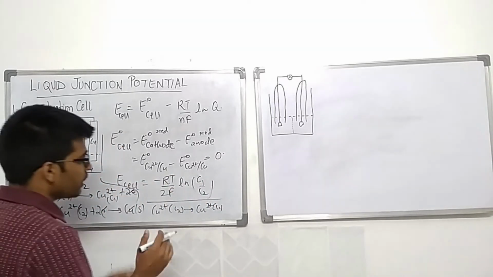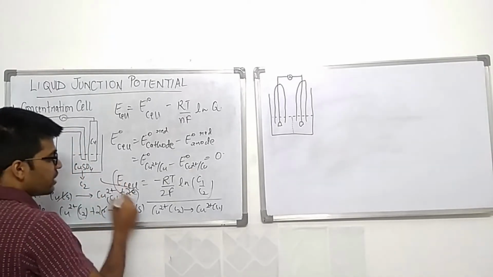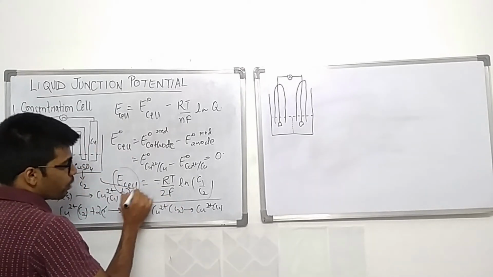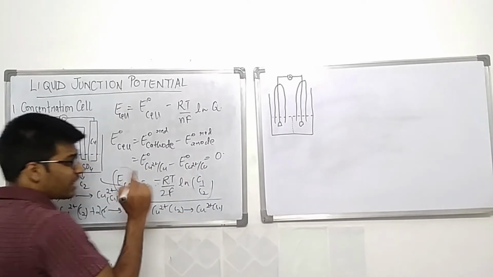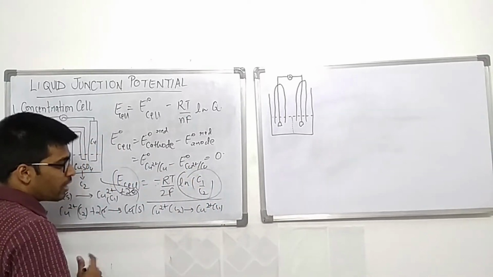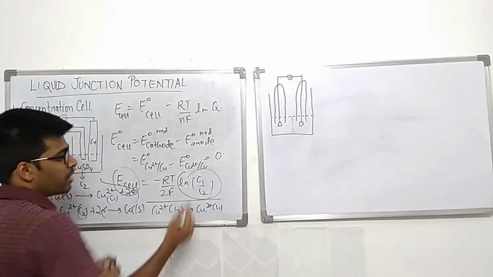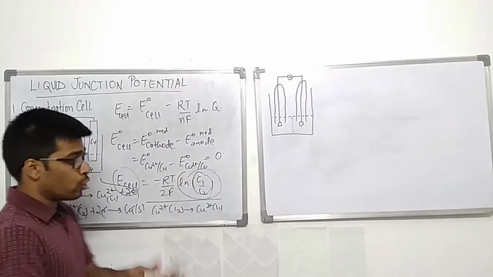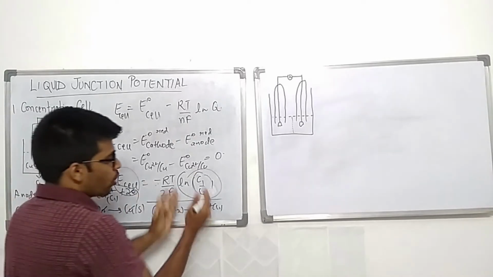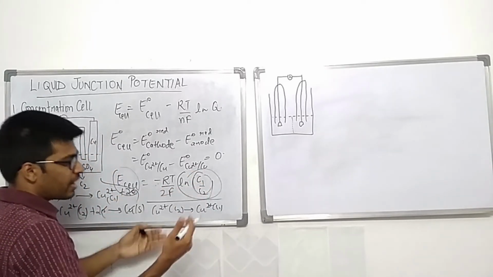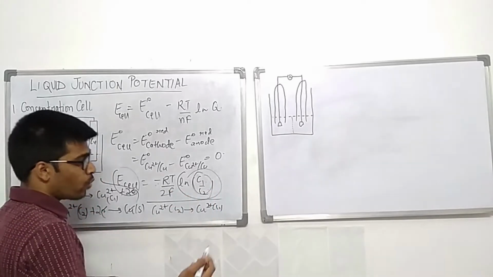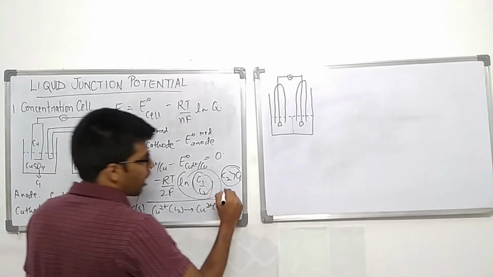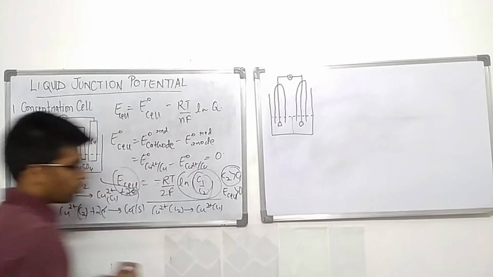Now, what are the conditions in which my E cell will be greater than 0? If you see, there is a negative sign. For this to be greater than 0, this has to be positive, and that depends on the sign of ln C1 by C2. Log of anything is positive when the quantity is greater than 1, and it is negative when the quantity is less than 1. So for this entire thing to be positive, you want ln C1 by C2 to be negative, and that will happen when C1 by C2 is less than 1, and that will happen when C2 is greater than C1. So when C2 is greater than C1, I will get E cell greater than 0.